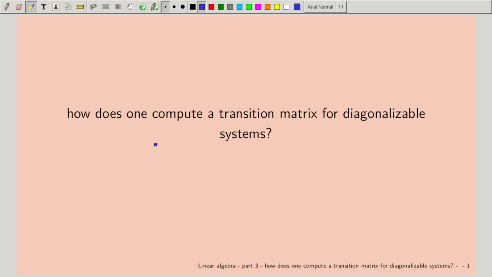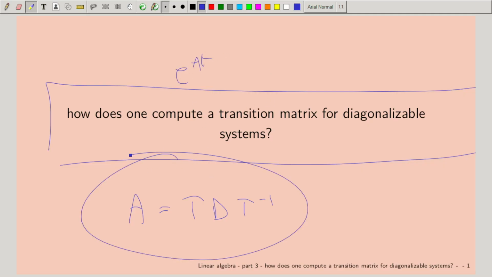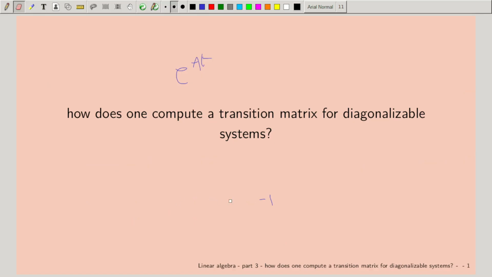At this point, how do we compute transition matrices for diagonalizable matrices? We know that A is diagonalizable, in the sense that we can write it as this, okay? How do we compute e^(At) for this case? Well, we are going to start with e^(Dt) and then go to e^(At) where A is diagonalizable, okay?